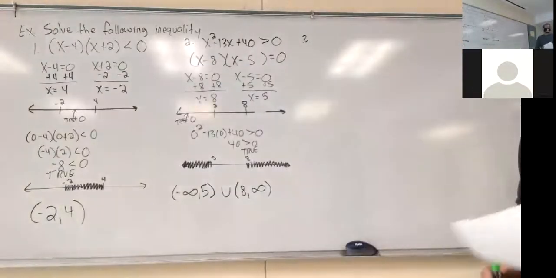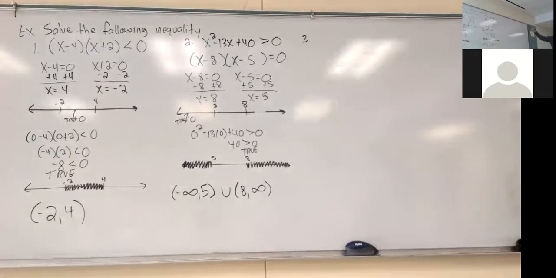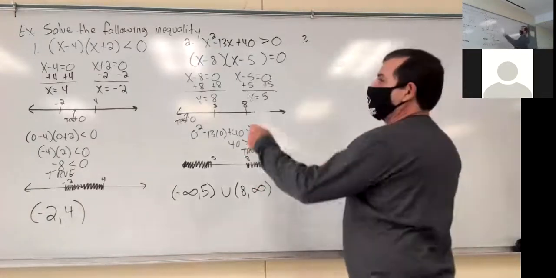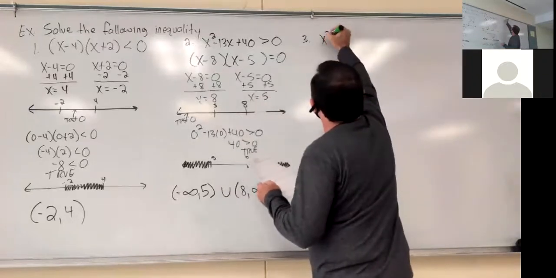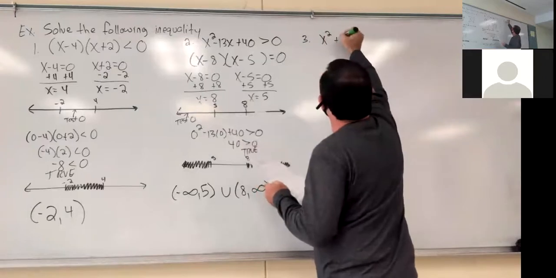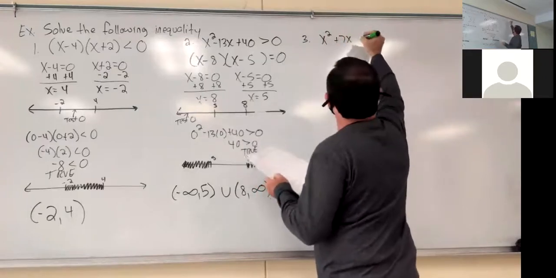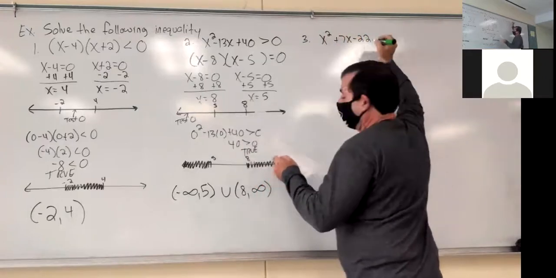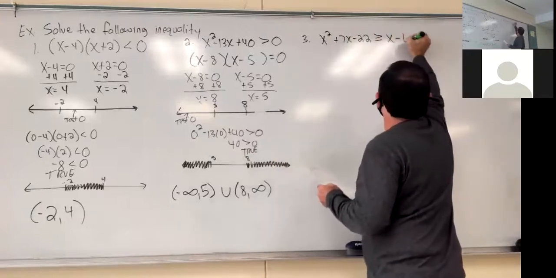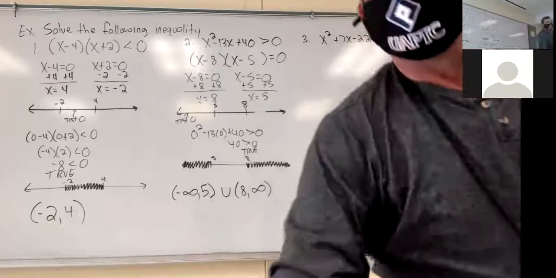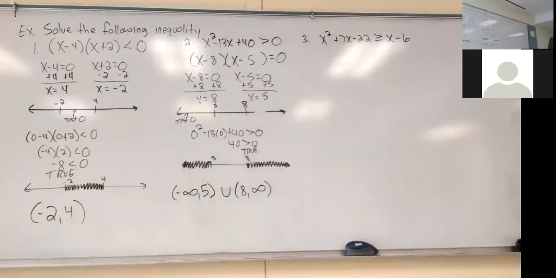All right, so I'll tell you what they're going to do to these. They're just going to change up the type of quadratics they're hitting me with and put more stuff on the right side. So this is x squared plus 7x minus 22 is greater than or equal to x minus 6. So where the x minus 6 is, I need a big 0 sitting there.